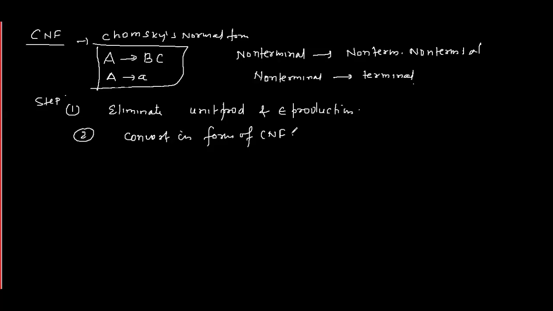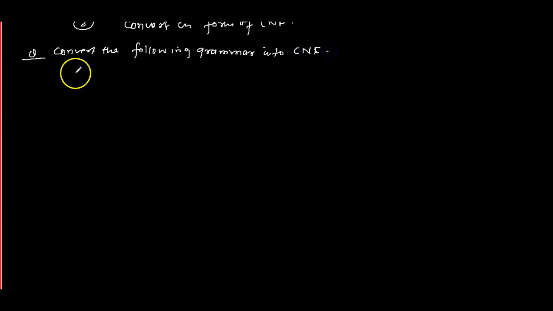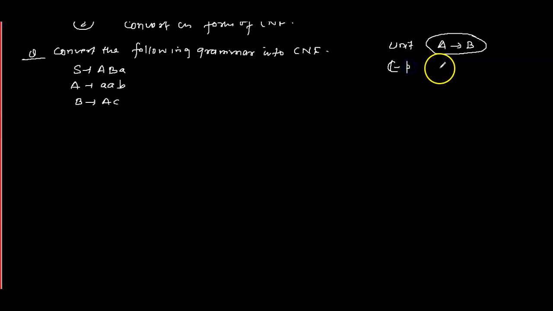So let's take example 1. Convert the following grammar into CNF. It is given here: S derives AB, small a. A derives AB, and B derives AC. So you can say here, is there any unit production? No. Unit production means a non-terminal is connected with only one non-terminal, right? And epsilon production means a non-terminal is connected with epsilon. So here nothing like that. No unit productions, no epsilon productions.